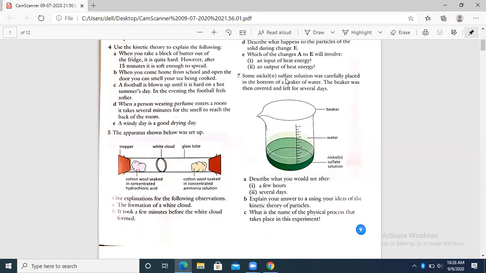Yeah, like that. Nickel sulfate is there at the bottom. Then we add some water. Then what is the question? That's the condition. You can understand nickel sulfate is green in color, and you can also see the water level here. Water. Then the question.